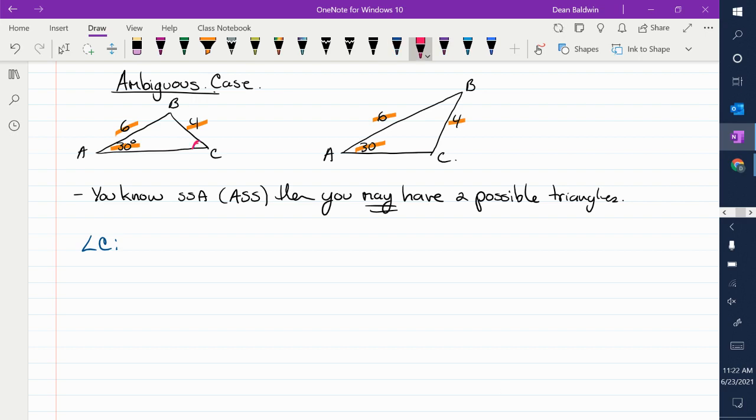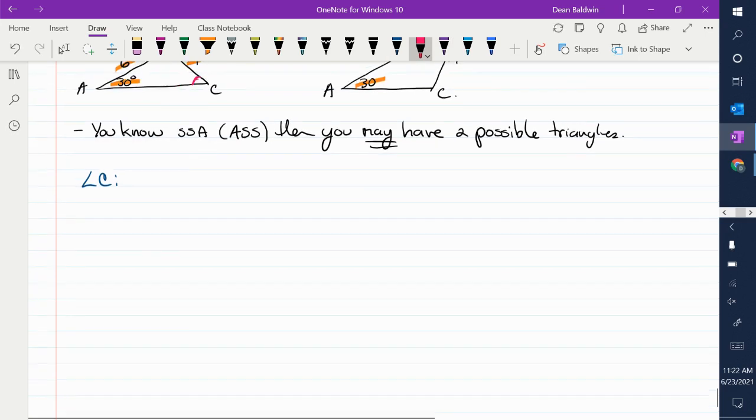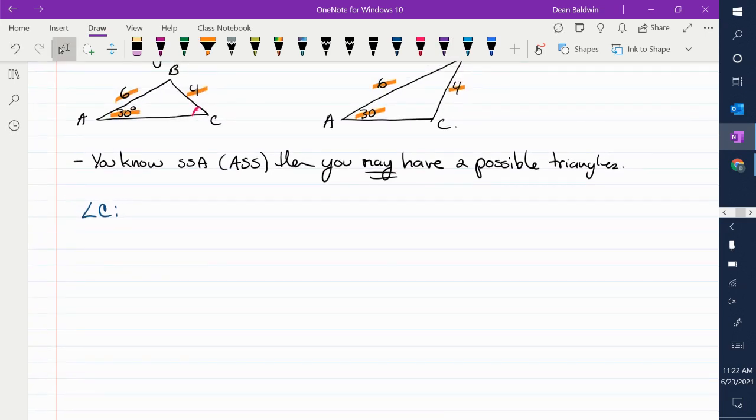Well, do we have an angle side pair? Yes, we do. So we're going to go sine of C over C is equal to sine of A over A. So sine of C over 6 equals sine of 30 over 4. If you solve that for C, you will get 48.6 degrees.